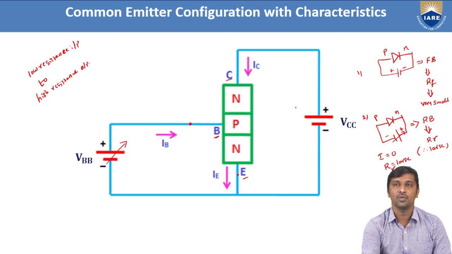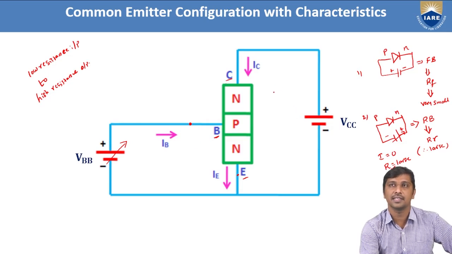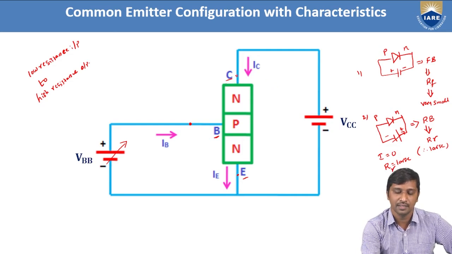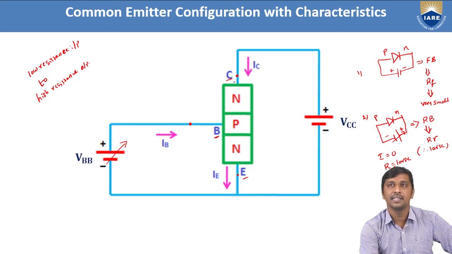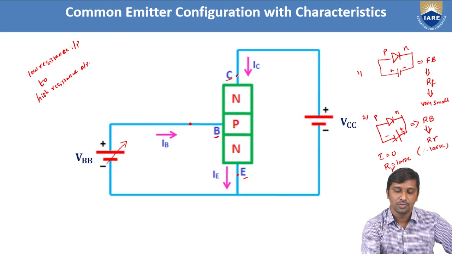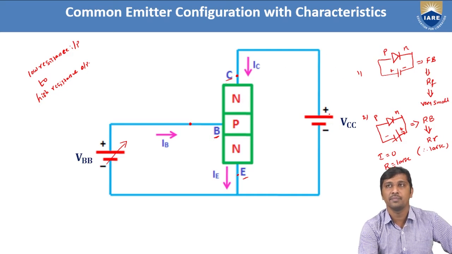Similarly, we need to offer a very large resistance across the output side. So now we can check it. From this configuration, the collector terminal acts as the output terminal. Now between collector and emitter, we need to offer the very large resistance. For this case, the collector is made up of N-type material, so N is connected with the positive pole of the battery.